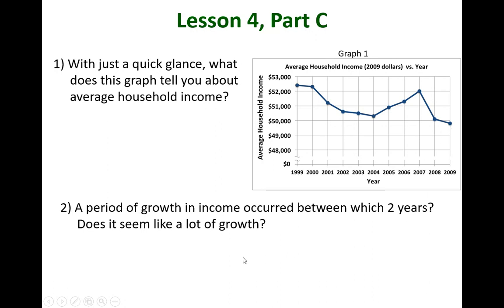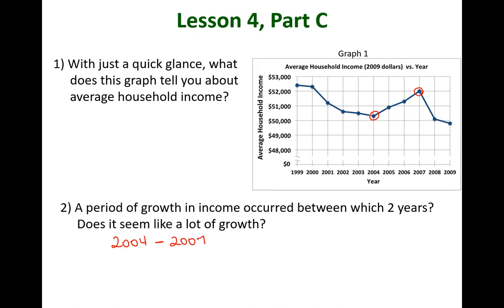It says a period of growth in income occurred between which 2 years? Does it seem like a lot of growth? Well, if we look at the graph, we can see that the 2-year period, let's see, we started growing in 2004, and it actually kept growing until 2007. I would say that's a period of growth between which 2 years? Okay, so over a 3-year period, from 2004 to 2007. That's the question, does it seem like a lot of growth?